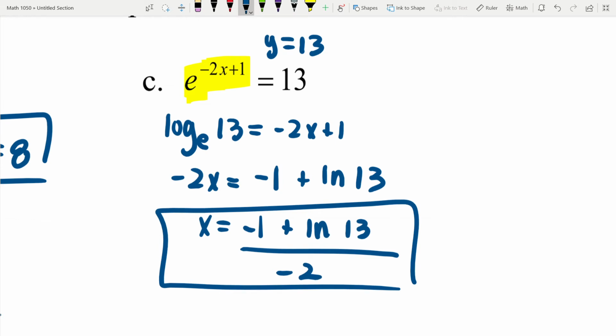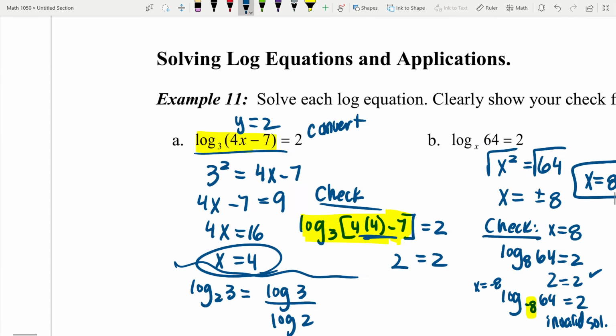Do I have to check? You do not have to check. Why not? The problem did not have a log in it, okay? Would it be smart to check? Super smart, right? Store it in, plug it in, put it here, make sure you get 13, bam. Probably take you 30, 45 seconds. So I would check, but it's not required to check.